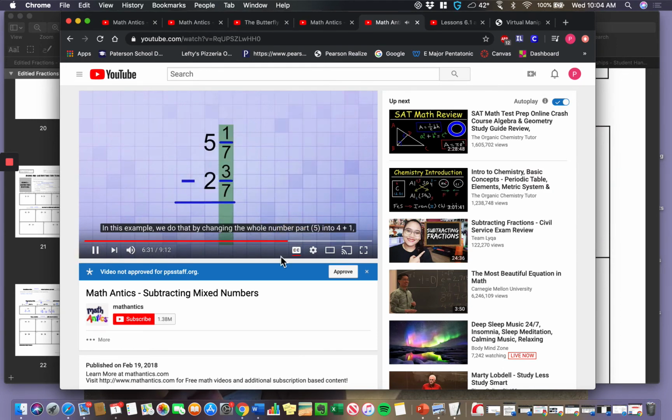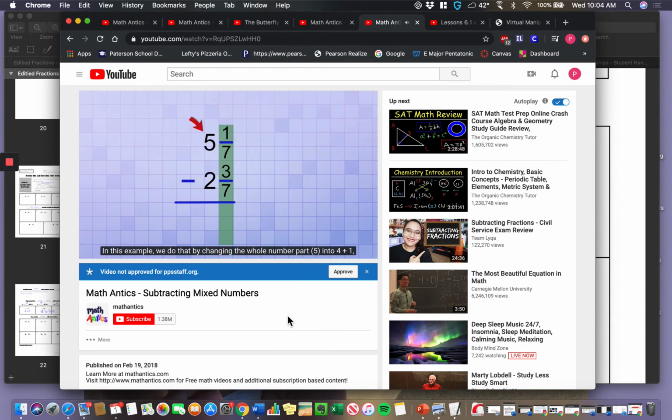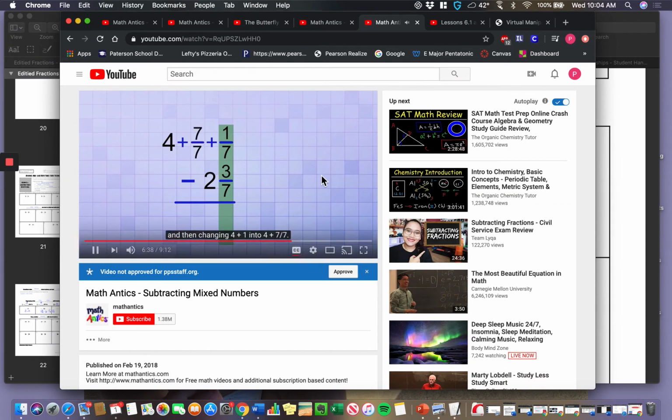In this example, we do that by changing the whole number part, 5, into 4 plus 1, and then changing 4 plus 1 into 4 plus 7/7.